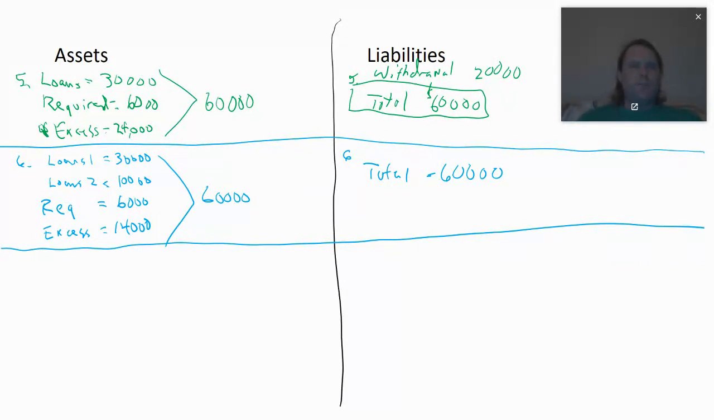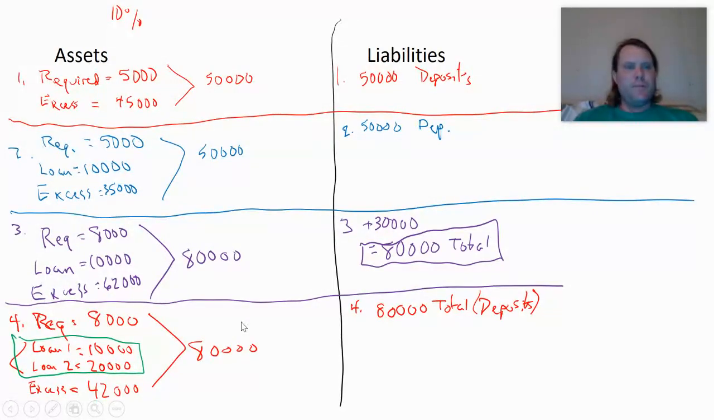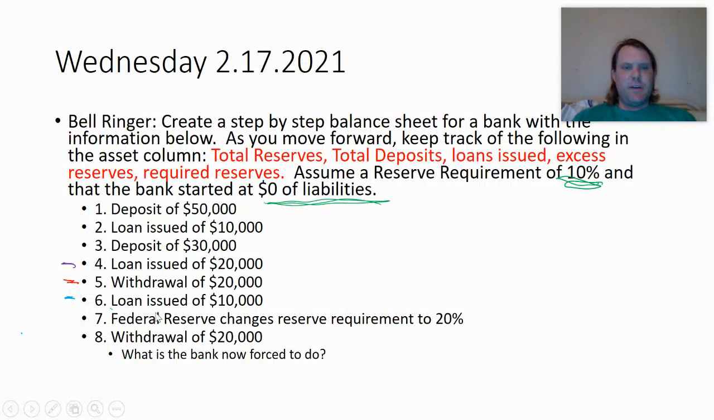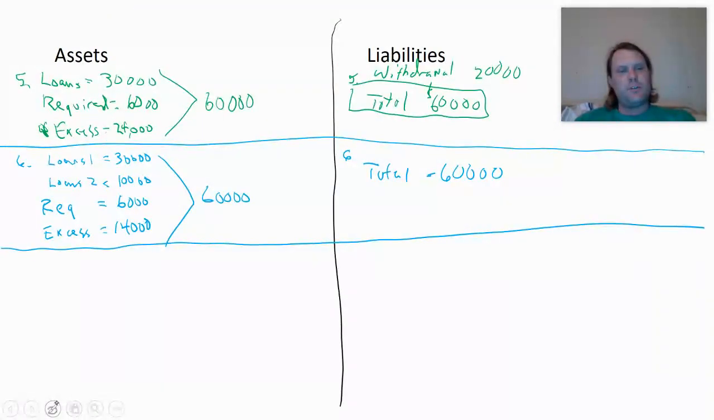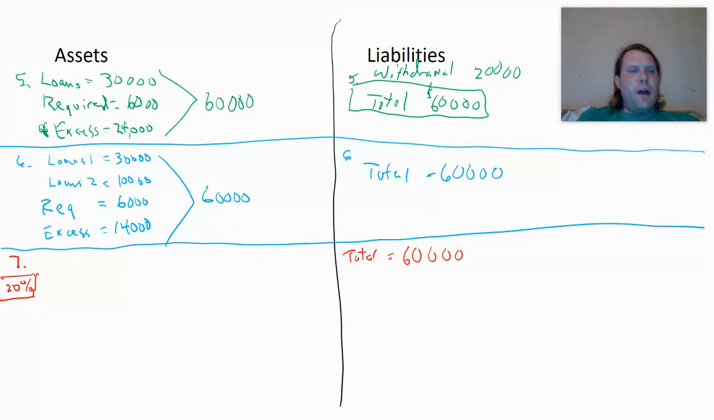All right. Let's go to the next step here. Okay, is number 7. Our Federal Reserve is going to change the reserve requirements to 20%. All right. And now, those of you that are remembering, you know that is going to decrease how much money can be loaned out. All right. So they're changing the reserve requirements to 20%. Our total over here stays the same. All right. Our loans are staying the same. We have $40,000 in loans now.